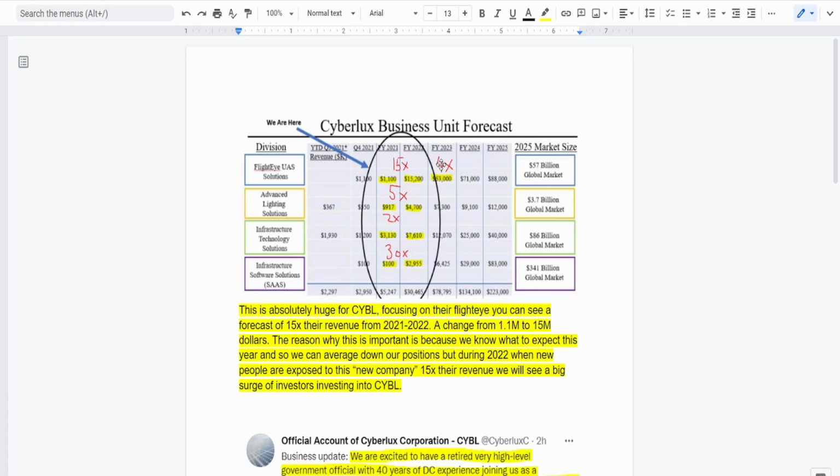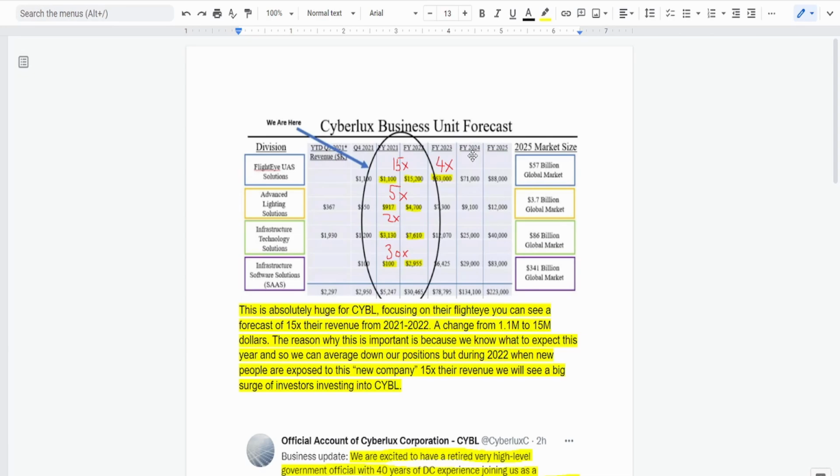Focusing on their flight eye, you can see a forecast of 15x their revenue, going from 1.1 million to 15.2 million from 2021 to 2022. A change from 1.1 million to $15 million. The reason this is important is because we know what to expect this year, and so we can average down our positions. But during 2022, when new people are exposed to this new company, with 15x their revenue, we will see a big surge of investors investing into CYBL.